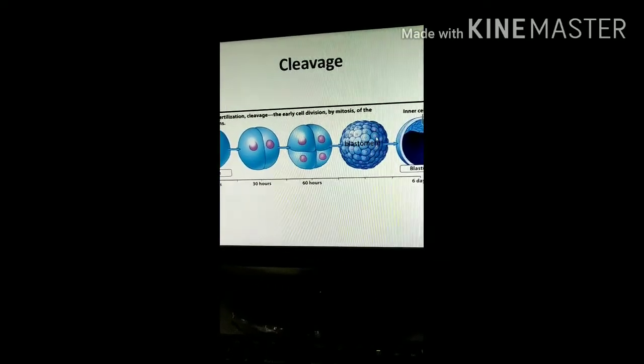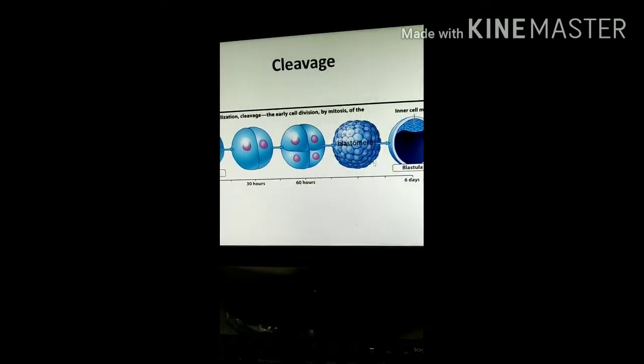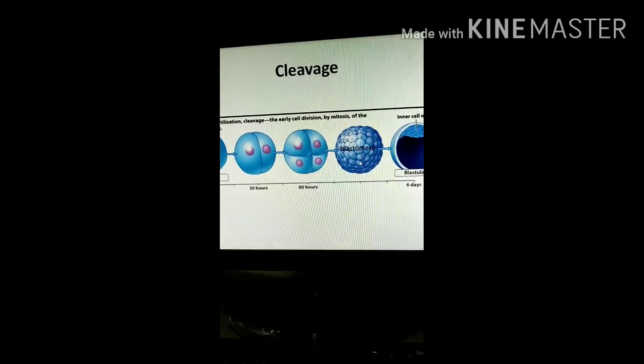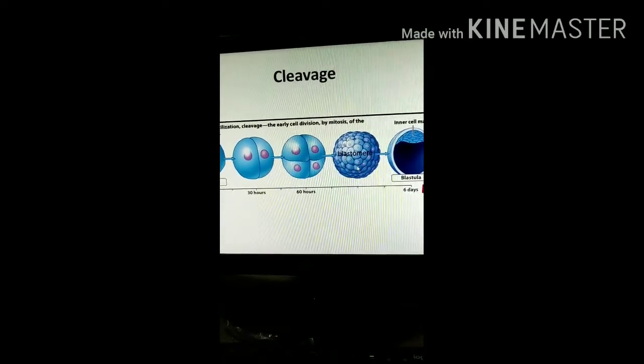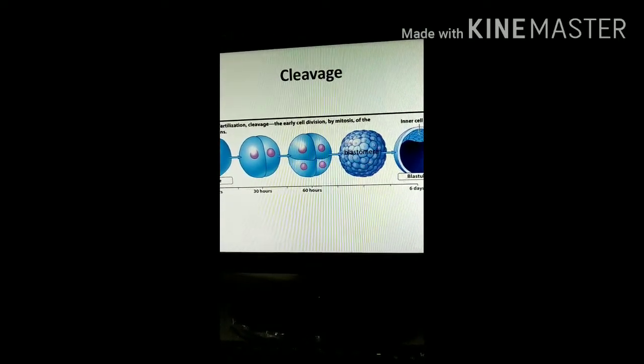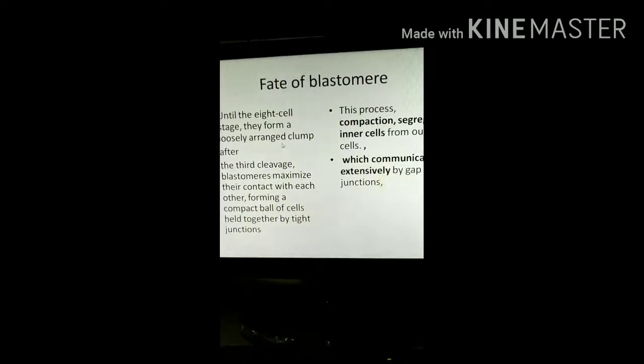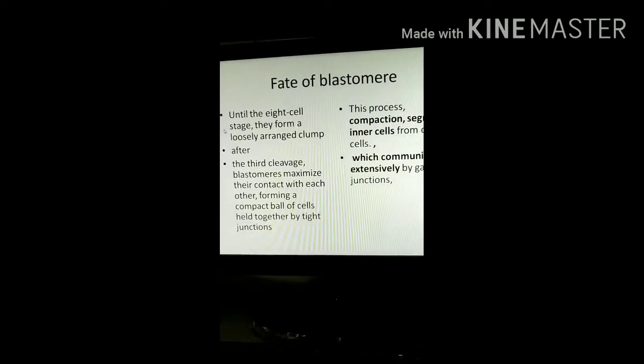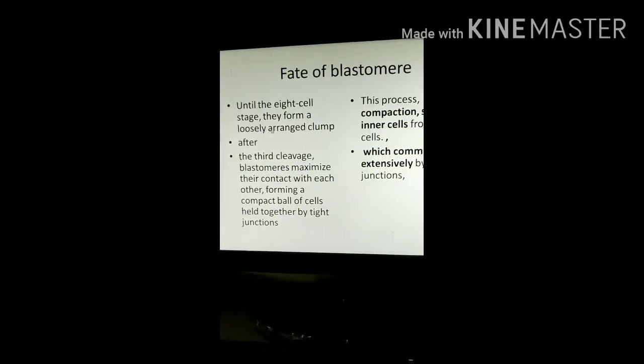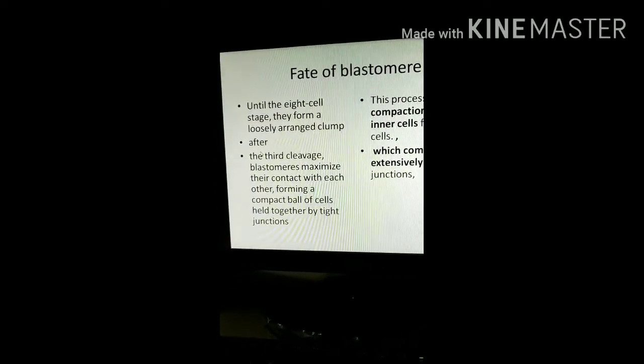After 3 days, the blastomeres compact into a ball-like compact structure known as the morula, and after that they form a cavity. This is known as the blastocyst. So, the fate of the blastomere: until the 8-cell stage, they form a loosely arranged clump of cells.